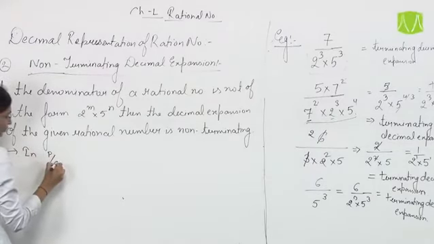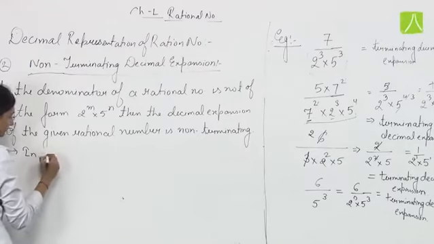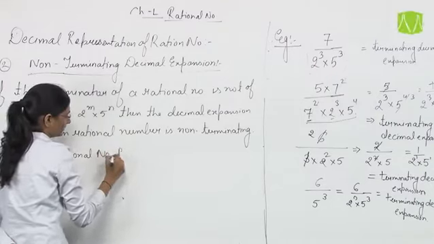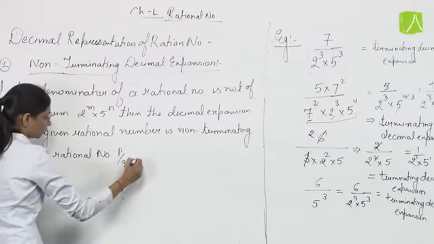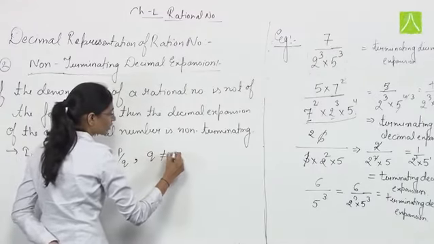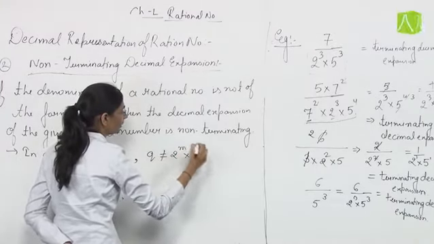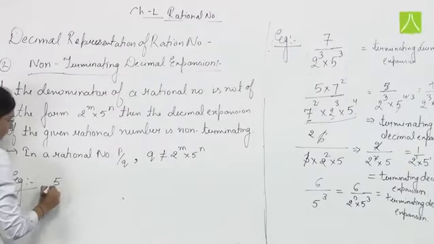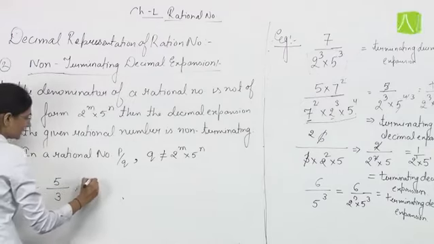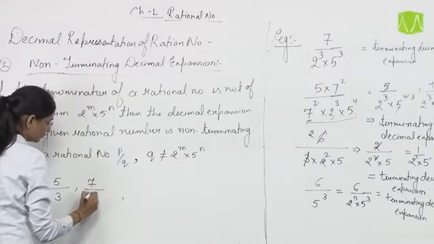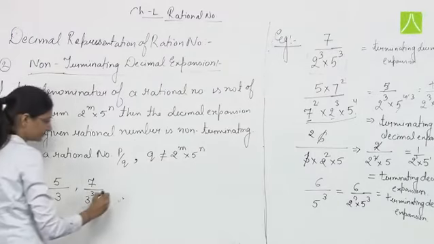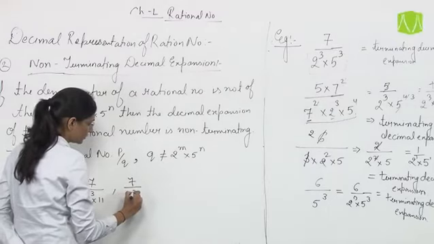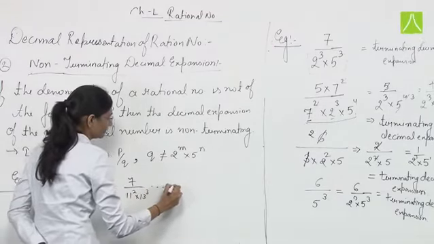In a rational number P by Q, Q is not equal to 2 raised to the power m, 5 raised to the power n. For example, 5 upon 3, 7 upon 3 cube multiplied by 11, 7 upon 11 square, 13 cube, etc.